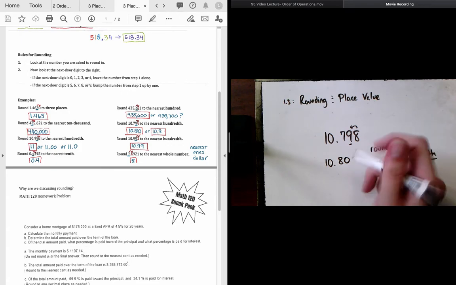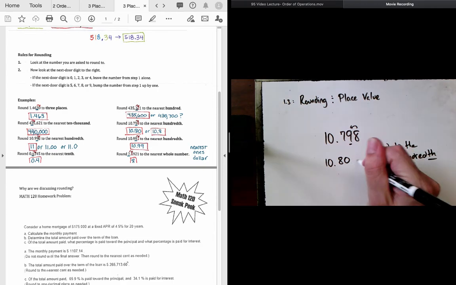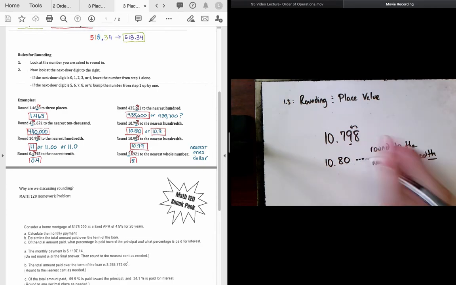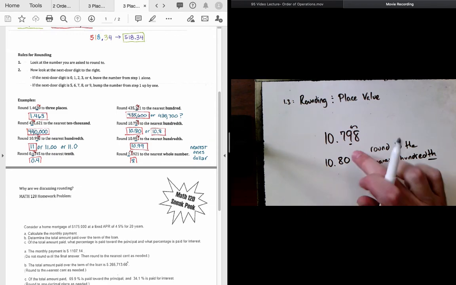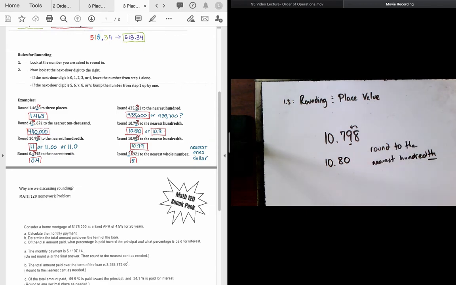Of course, all these other values to the right of the decimal are technically zeros, but we don't need to put those values there. That's pretty much it for rounding.